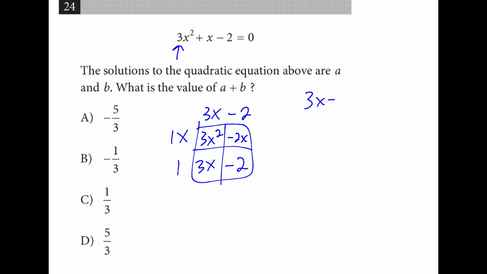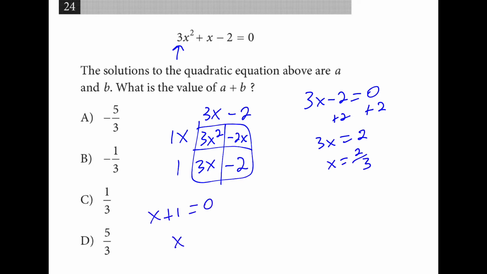If I do 3x minus 2 is equal to 0, I add 2 to both sides, and I get that 3x is equal to 2, or x is equal to 2/3. For this factor, x plus 1 is equal to 0, x is just equal to negative 1. They want to know the value of these two put together. So negative 1 plus 2/3 is negative 1/3.